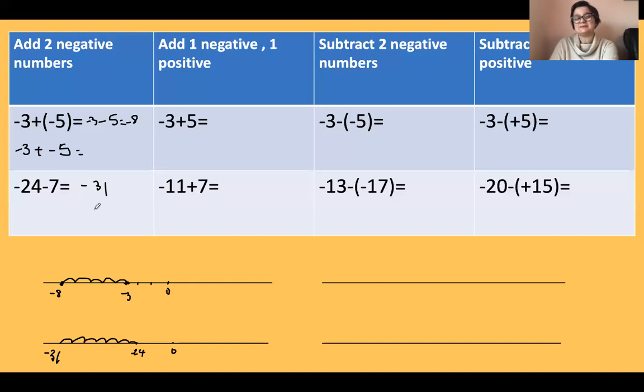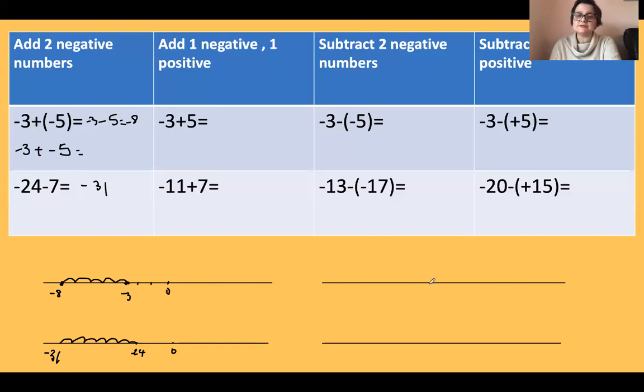So if this helps you remember, you can add two negative numbers quicker, or use the number line idea. So this works for adding negative numbers or taking away two negative numbers. So let's have a look at adding one negative and one positive.